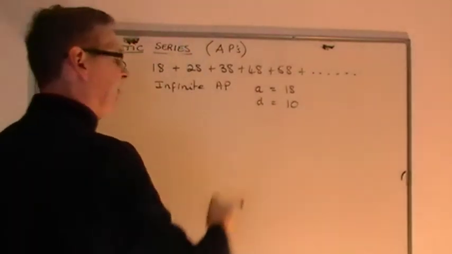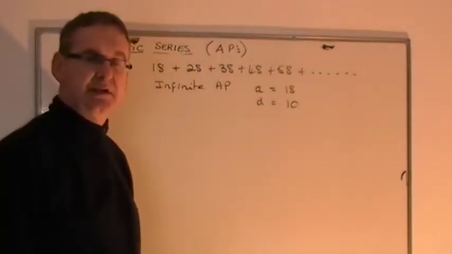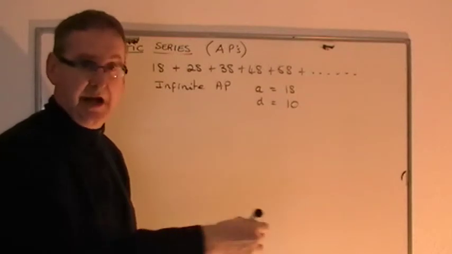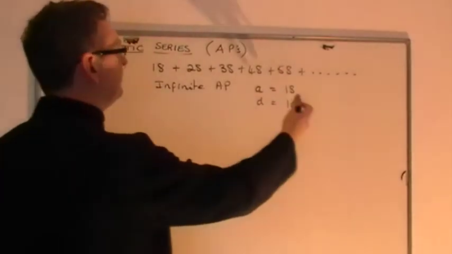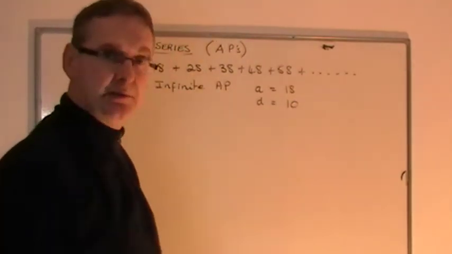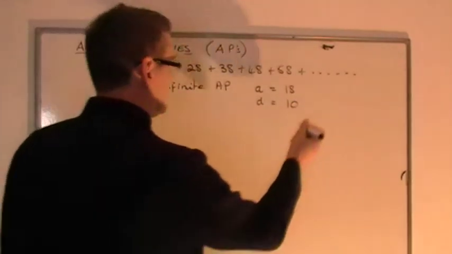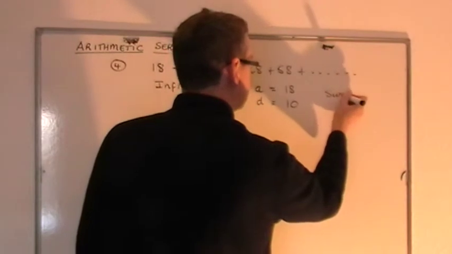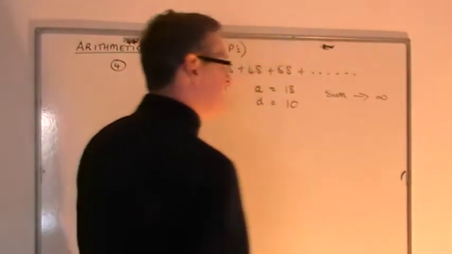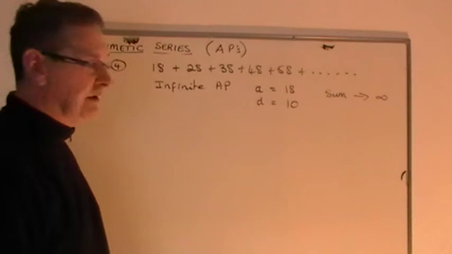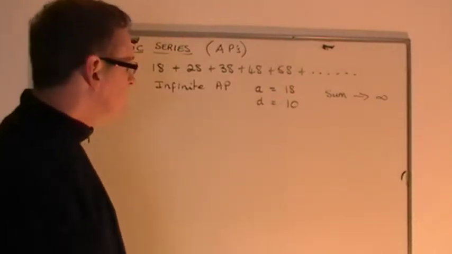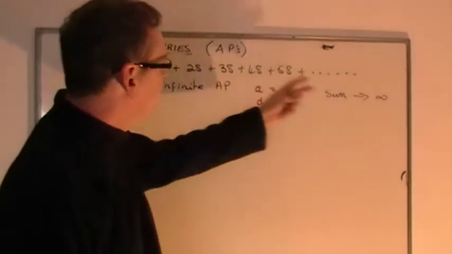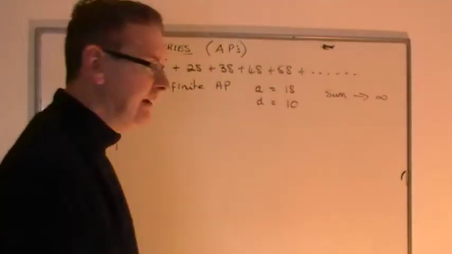And because it's an infinite arithmetic series, you can't actually define how many terms it's got. As well as that, it would be impossible to work out what the sum of those terms adds up to. All you could say is that the sum of the terms tends to infinity, as the more numbers you add up, the closer and closer it's going to get to becoming an infinite sized number. So that's an example of an infinite arithmetic progression.